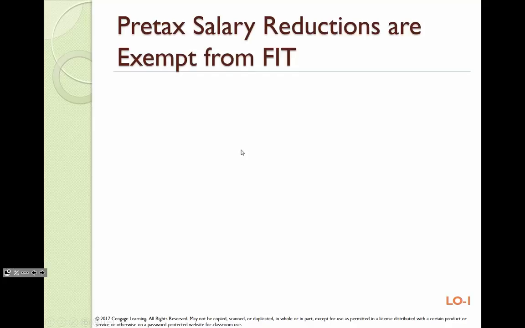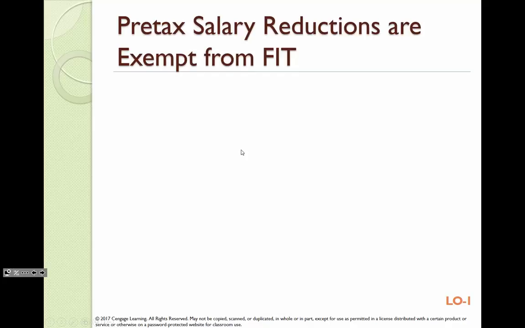Okay, so this is the proverbial meat and potatoes of this chapter. Does anybody, just looking at this long title, have any idea what this means? Pre-tax salary reductions are exempt from FIT. What does that mean? Pre-tax is what they take out of your paycheck before you get it. Yeah, like what?